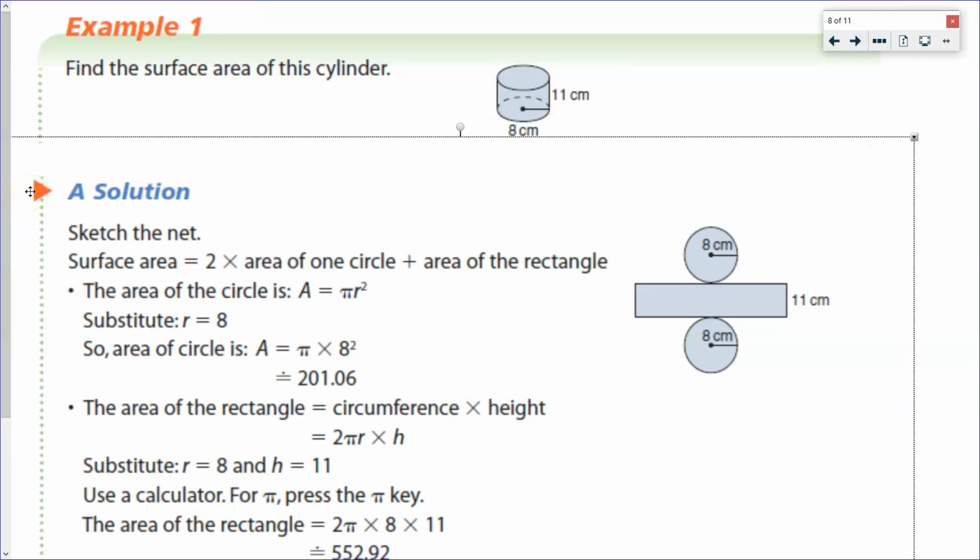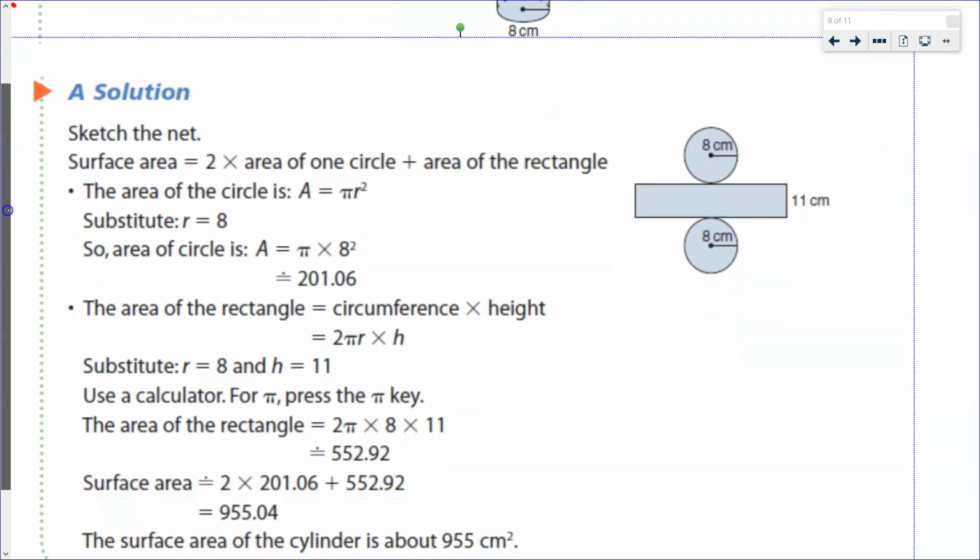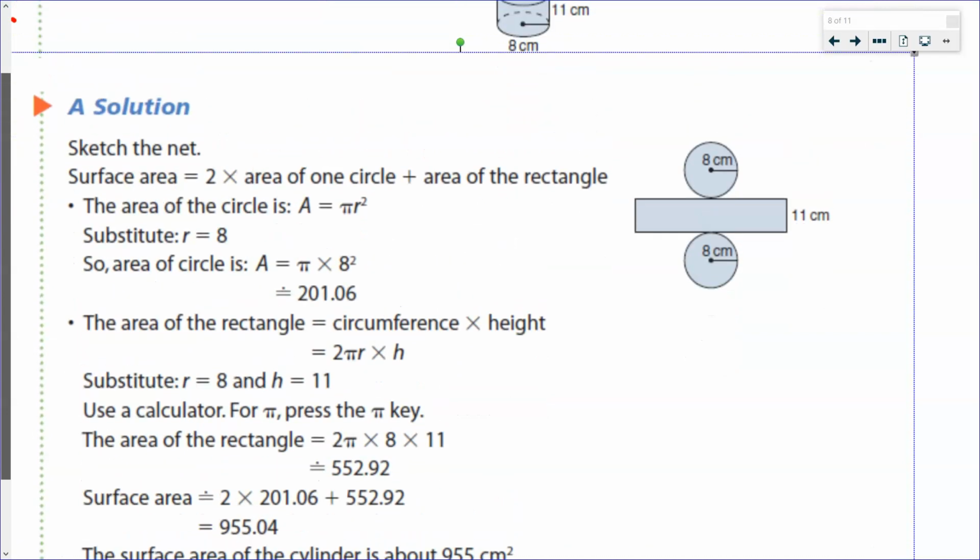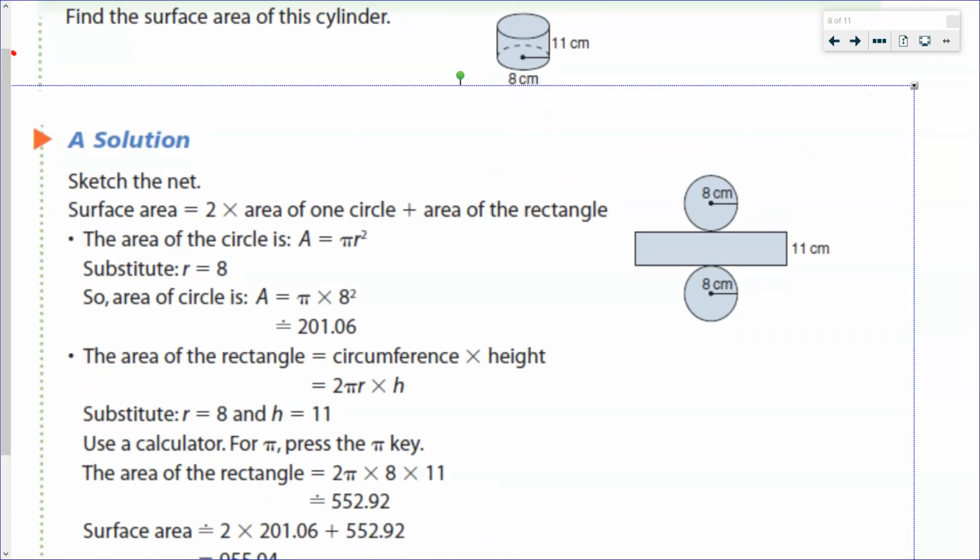All right, so it says find the surface area of this cylinder right here. Sketch the net. There it is. You won't have to sketch nets, but we've done that, so I just want you to have that visual. The surface area is 2 times the area of one circle plus a rectangle, as mentioned in the previous slide. You need to recall the area of a circle is pi r squared. Pi, in this instance, we're going to use 3.14.